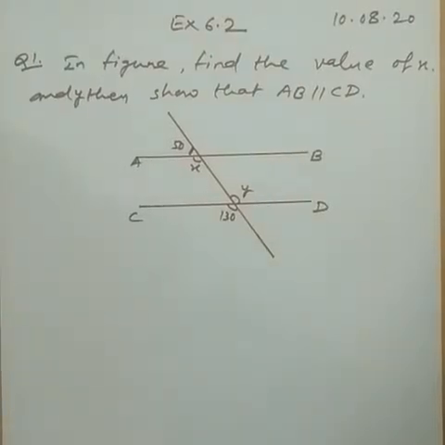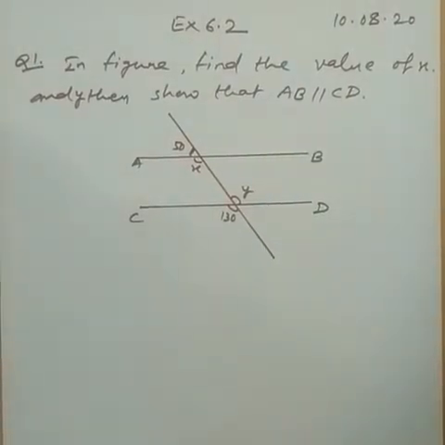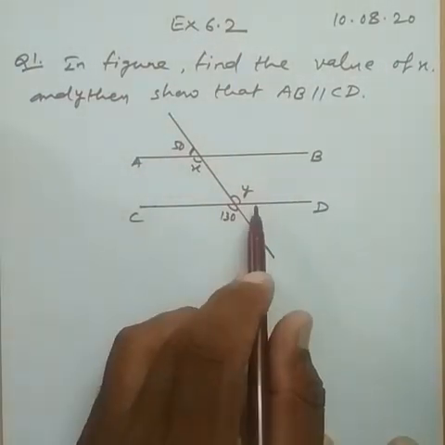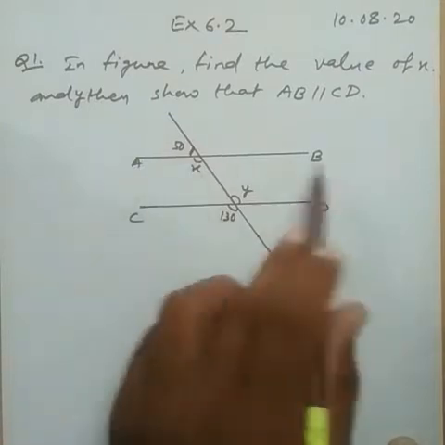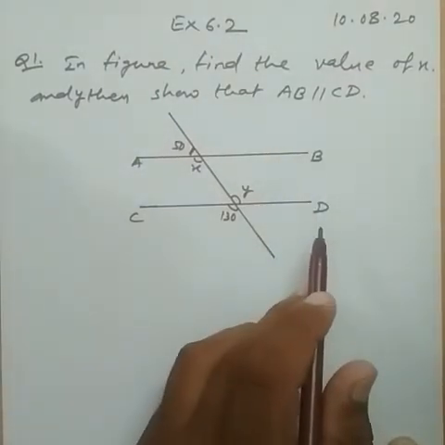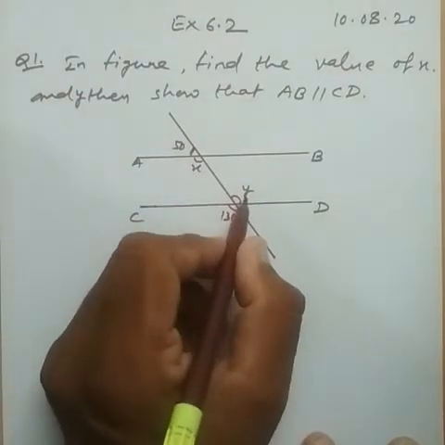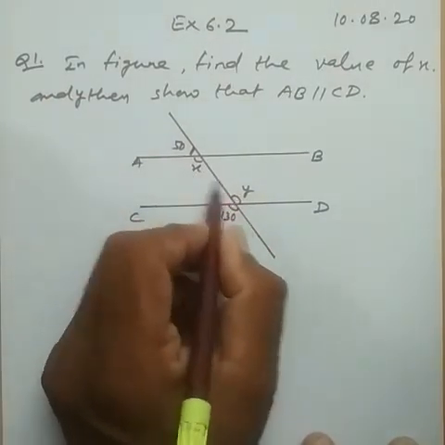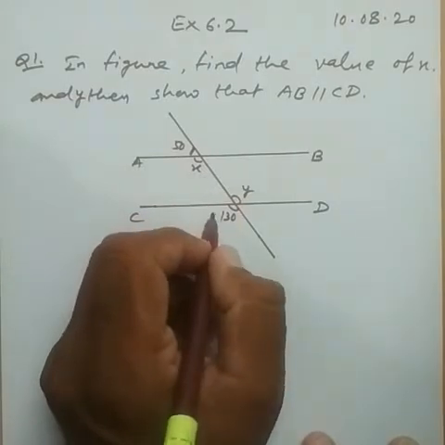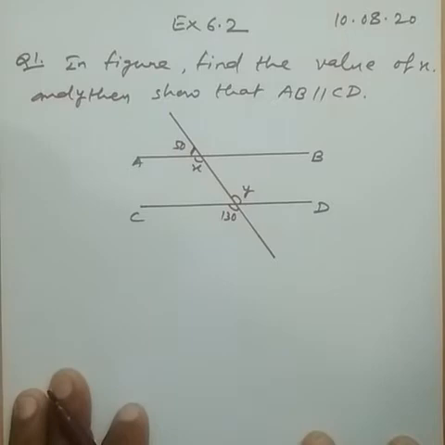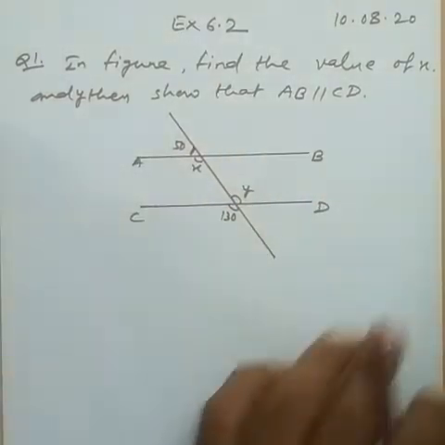Dear student, our today's first question is, in the figure, find the values of x and y and then show that AB is parallel to CD. First of all, find the values of x and y and then show that the lines are parallel. Initially, AB and CD are not parallel, so we are not using the properties related to parallel lines.